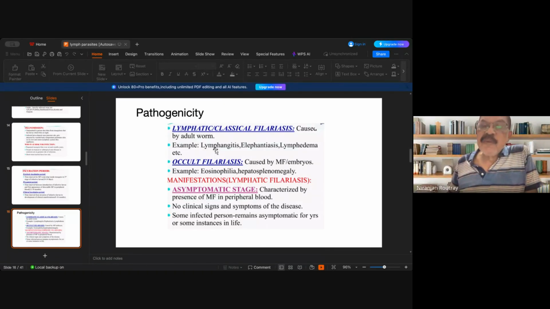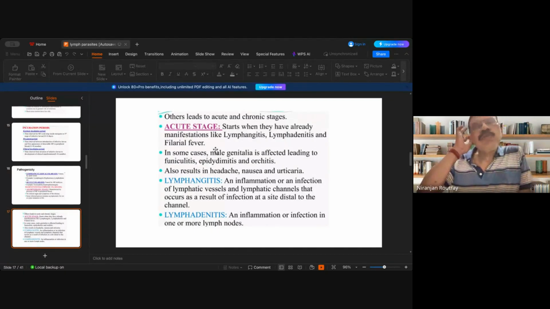Some infected persons remain asymptomatic for years together, or in some instances for life. Others lead to acute and chronic stages, and they exhibit swelling of the limbs, swelling of the scrotal region, swelling of the inguinal region. The acute stage starts when they have manifestations like lymphangitis, lymphadenitis, and filarial fever. They also suffer from fever along with the infection or inflammation of the lymph nodes and the lymphatic system. In some cases, male genitalia are affected.